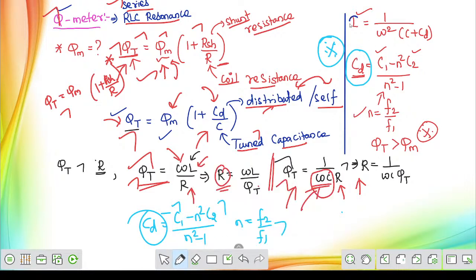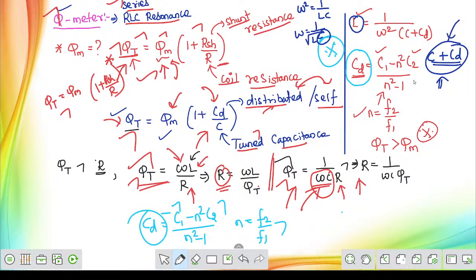And the next one is the inductance offered by the coil. If the tuned capacitance and the distributed capacitance both are given, then since they are in parallel connection, you will have to add them. We know the resonant frequency formula, omega square equal to 1 by LC, or omega equal to 1 by root LC. The total capacitance is the tuned capacitance plus the distributed capacitance. By using this formula, if all these factors are given, you can also find the self-inductance offered by the coil. So these are all the direct numerical questions that are asked from the Q meter.